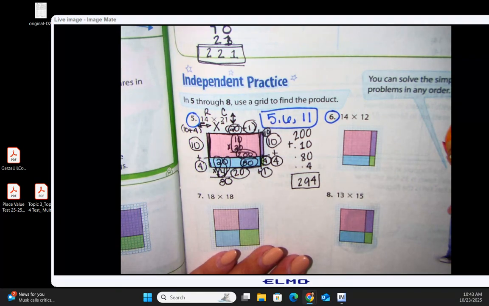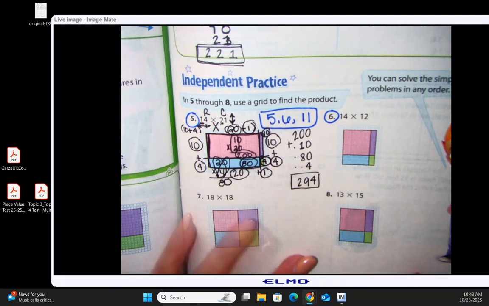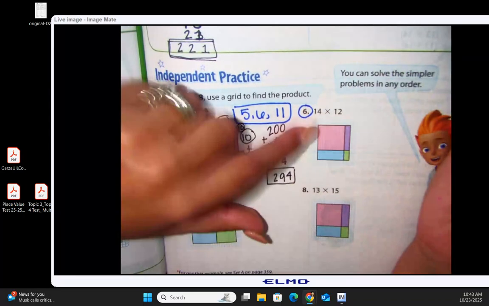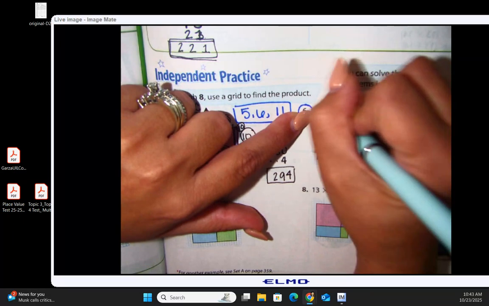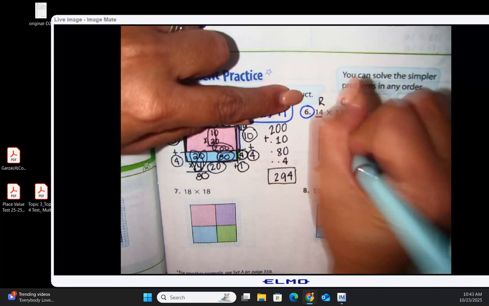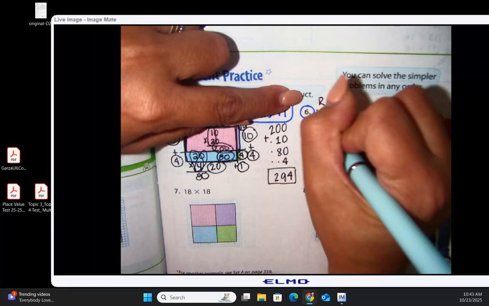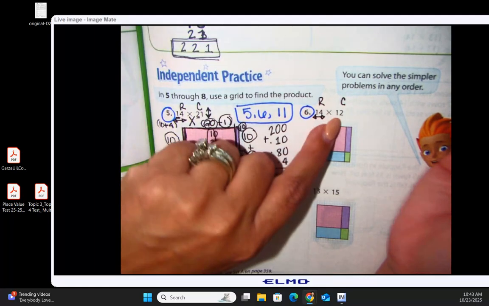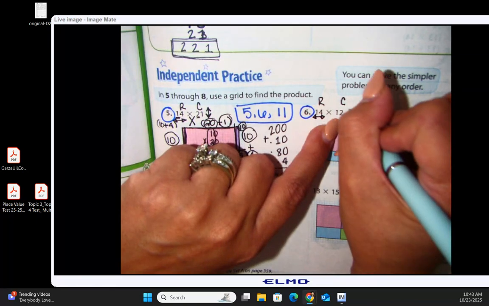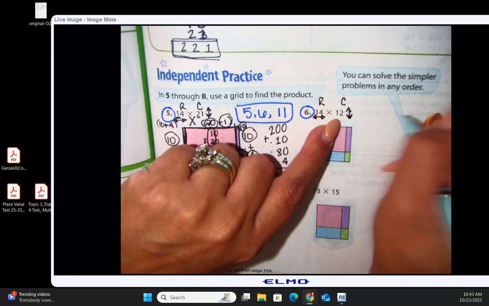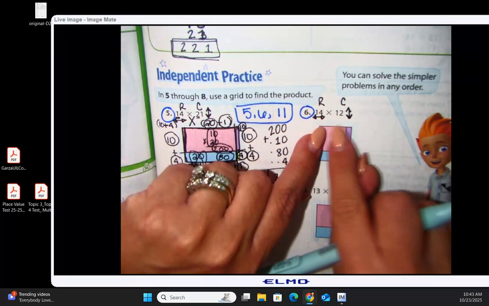Number 6. Number 6, the first thing I do is label my rows and columns. And I know that rows go side to side. Row, row, row your boat gently down the stream. My columns go up and down. I'm going to work it out over here because I don't have enough space here.